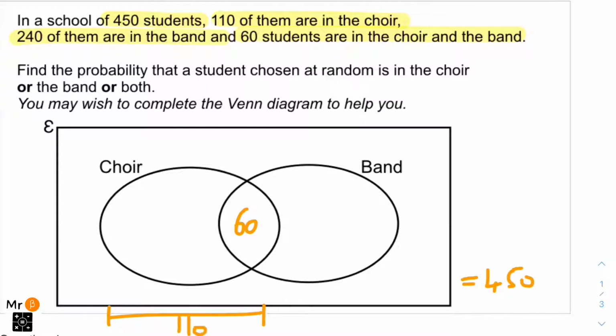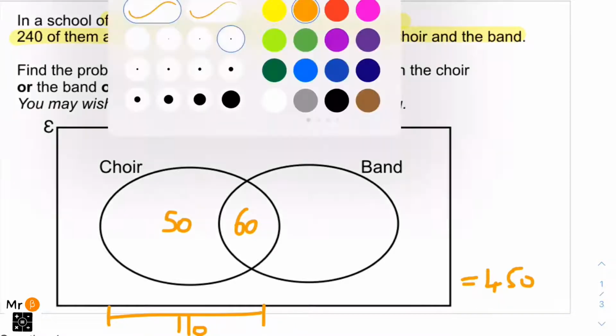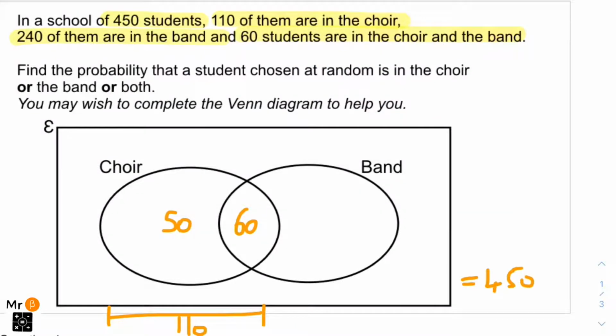We know that the choir has a total of 110. So 110 take away 60 gives you 50. And then for the band, we know that the total is 240. We know 60 is in the middle, so therefore there must be 180 on the outside.